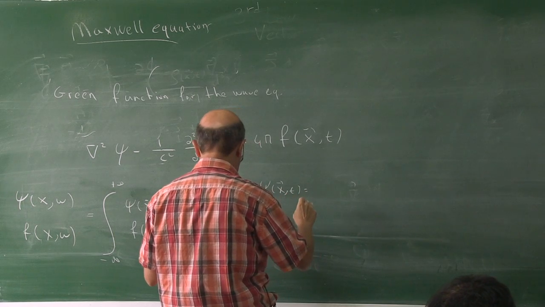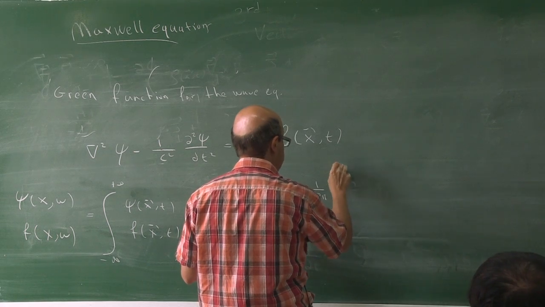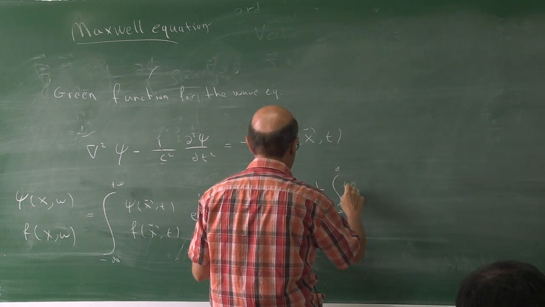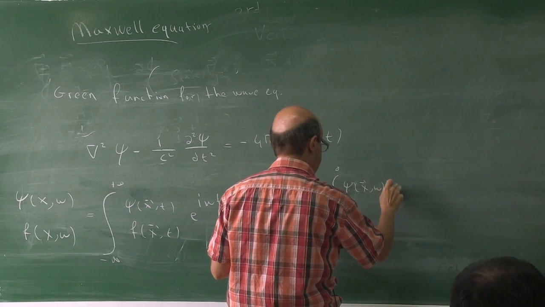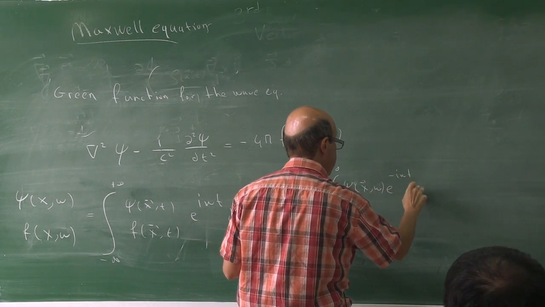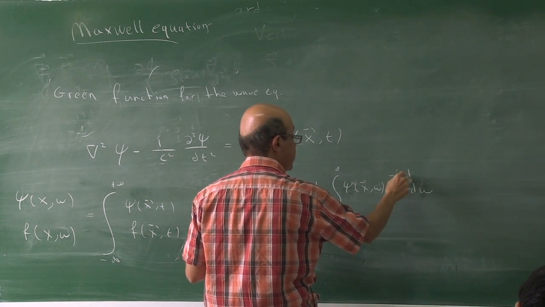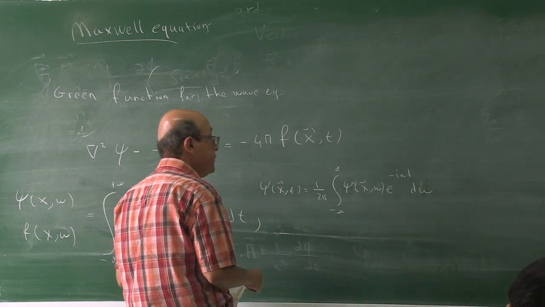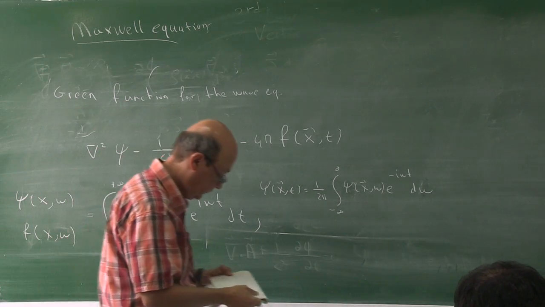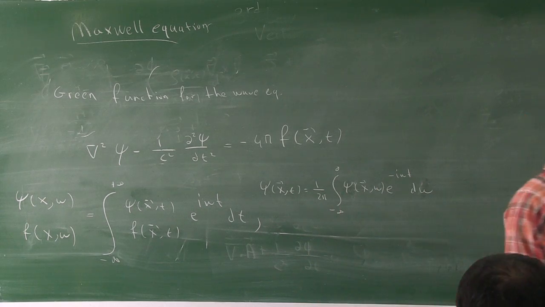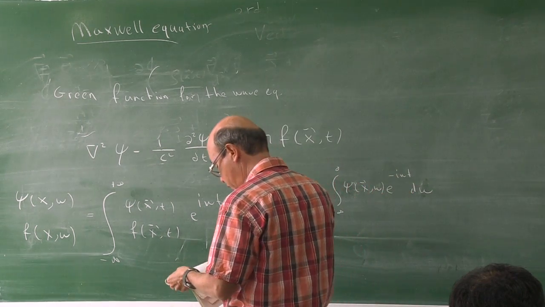Psi(x,t) = 1 over 2 pi, integral from minus infinity to plus infinity of psi(x,omega) e to the minus i omega t d omega. Take the integral through the frequency space and end up with the time, and that is valid for the other one. So let us try to take the Fourier transform of the non-homogeneous wave equation.